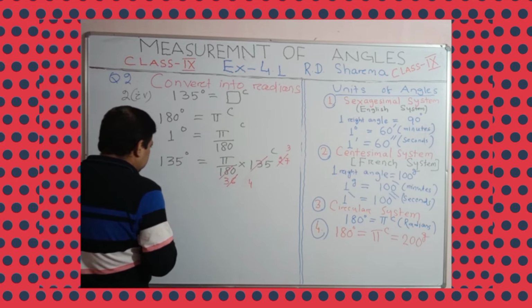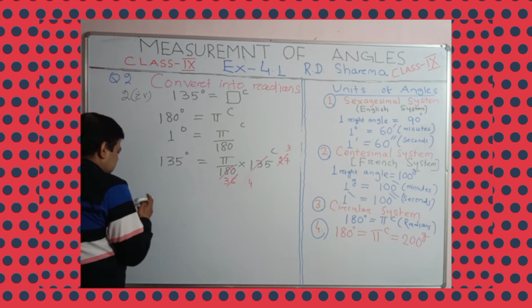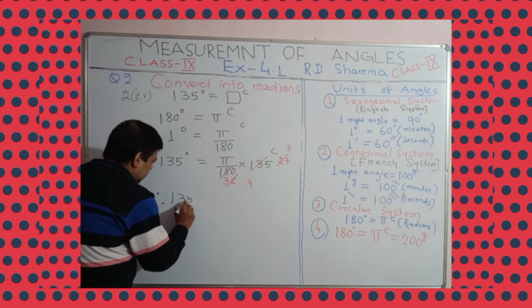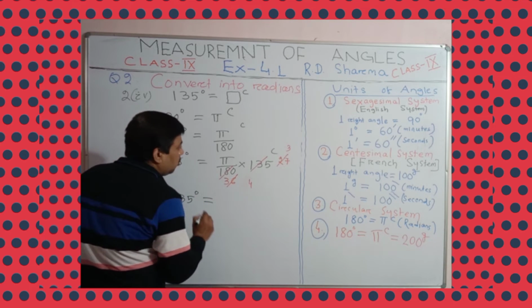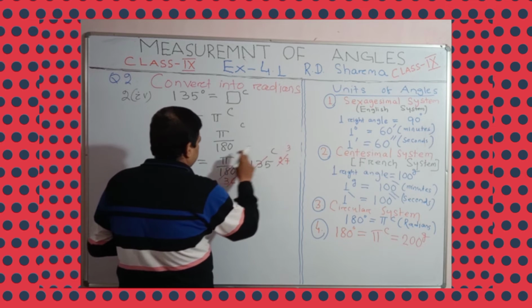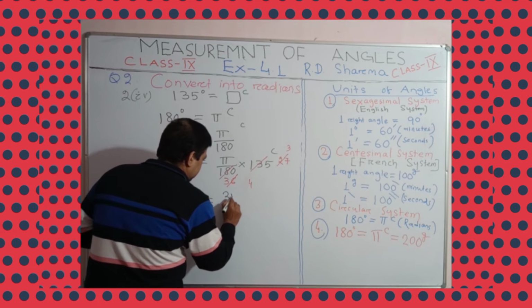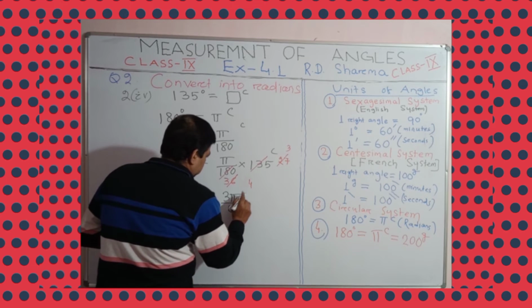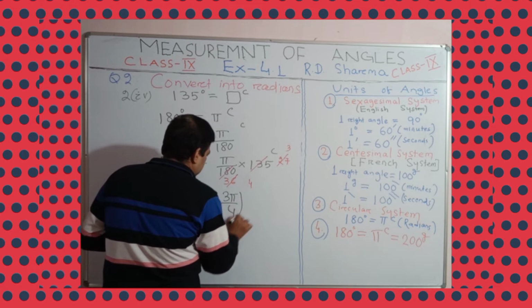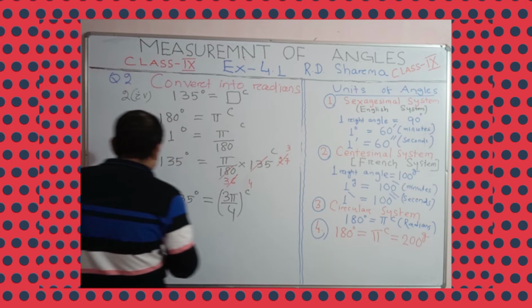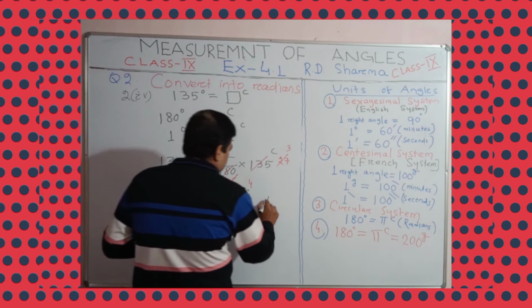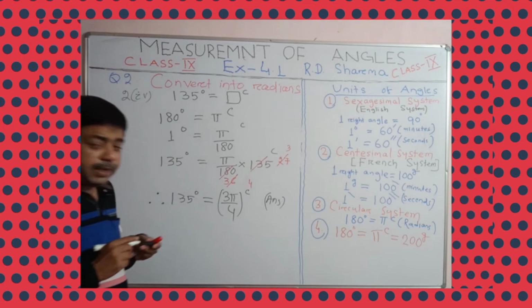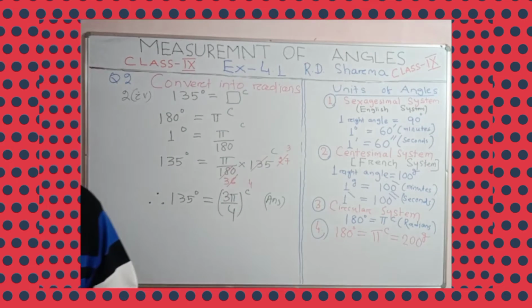So hence, after cancellation, 135 degree is equal to 3 pi upon 4. 3 pi upon 4 what? Radian. Understand or not? So 135 degree is equal to 3 pi by 4 radian. Okay, note down.